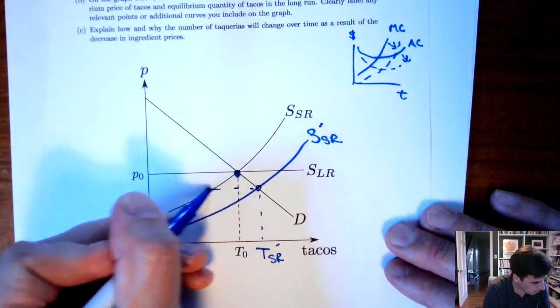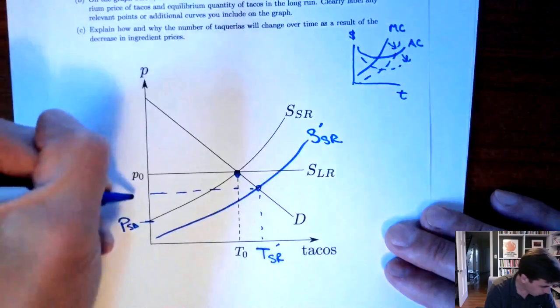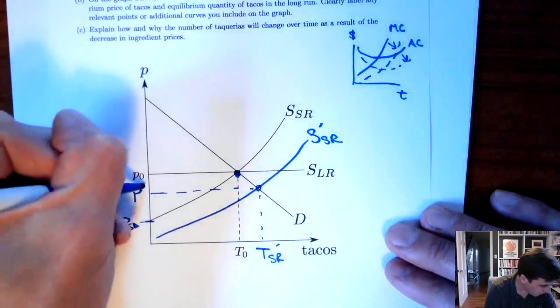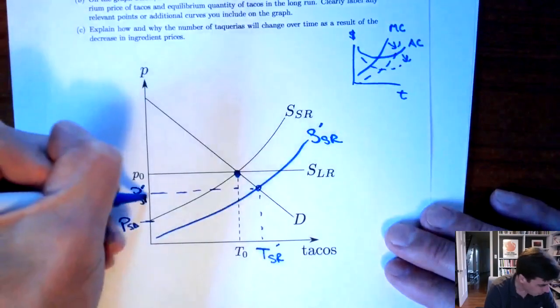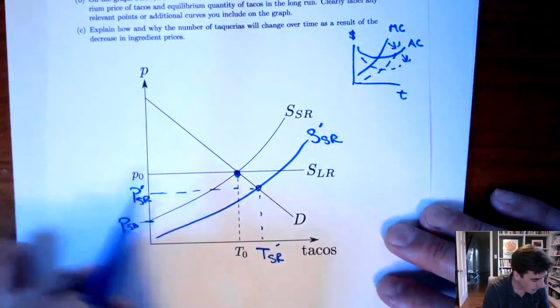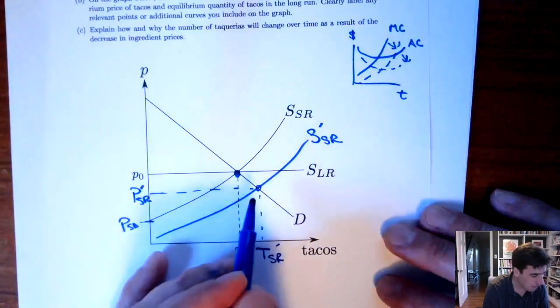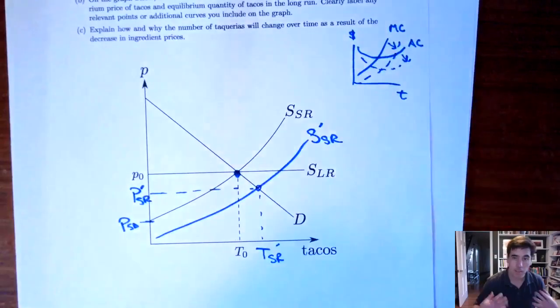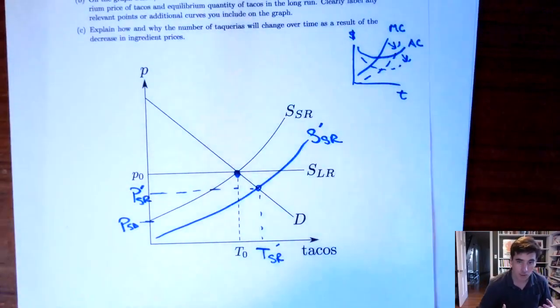And so my price of tacos here is going to be this new equilibrium, P prime. Right? I know that P prime's got to be down and to the right here because we've shifted the supply curve down, demand's not moving. So if we're going to have more tacos, the only way people are going to buy those is if they're sold at a lower price.